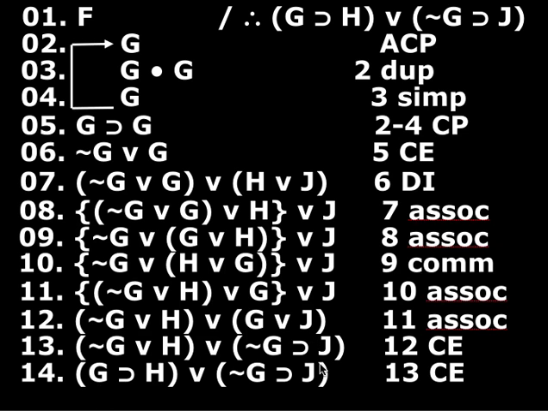I've derived this statement technically from F because I was given F as a premise, but I never used F. So I would also have been able to do exactly this sequence of steps if this were a tautology type proof where I wasn't given any premises at all to begin with. Okay, that's it for this video.